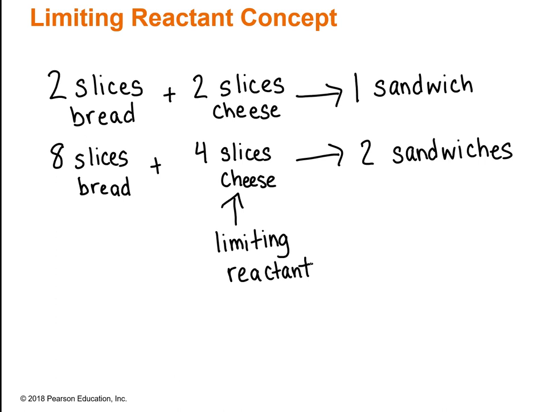It's the same thing when we're talking about chemical equations and reactions. If you've got two reactants, you may not have enough to do a complete reaction of both of your reactants. There may be a little bit left over. And we can do calculations to figure out what's going to be left over. So in this case, with our cheese scenario, the limiting reactant is the cheese, and the bread is our excess reactant.